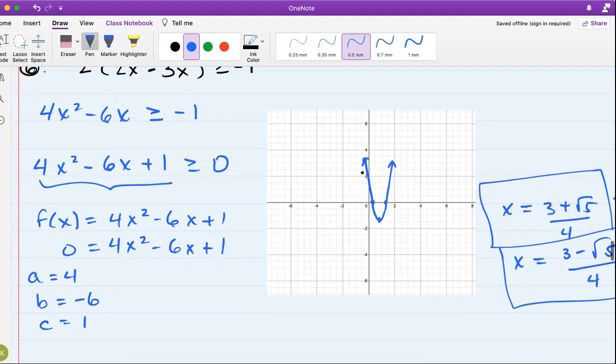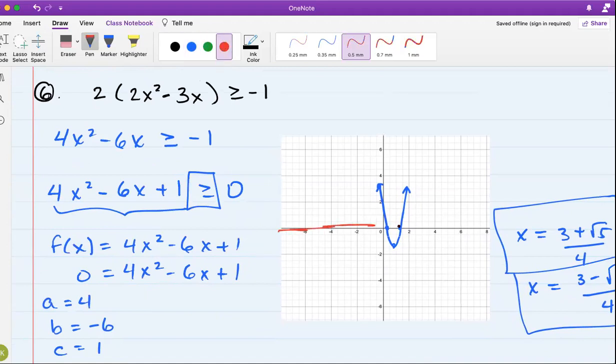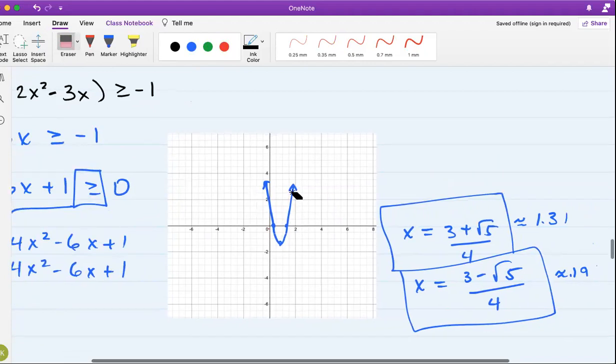Okay, and then we just figure out when we are greater than or equal to 0. 0 is right here. So we're above that line when x is from negative infinity to... oh sorry, not 0, but if you look closely, this x value, which was 0.19. And also from this 1.31 to infinity, we're above that line.